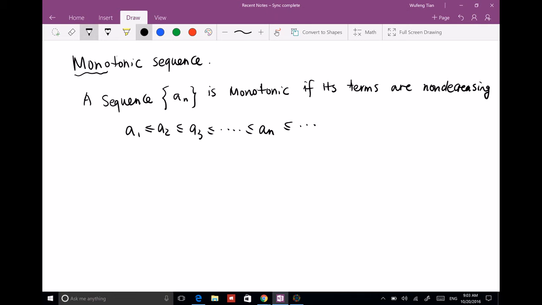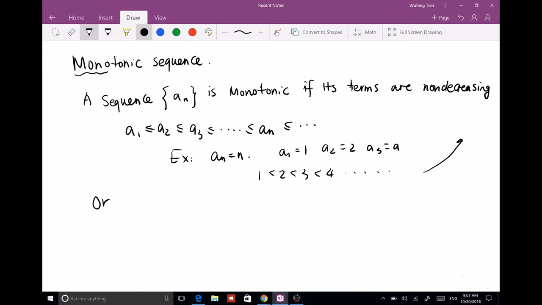So for example, AN equals n. You can know A1 equals 1, A2 equals 2, A3 equals 3. It's always increasing, it's non-decreasing. So you've got 1 less than 2, less than 3, less than 4. It's an increasing sequence, a non-decreasing sequence. Or you can always go up, or you always go down, right? You have two directions.